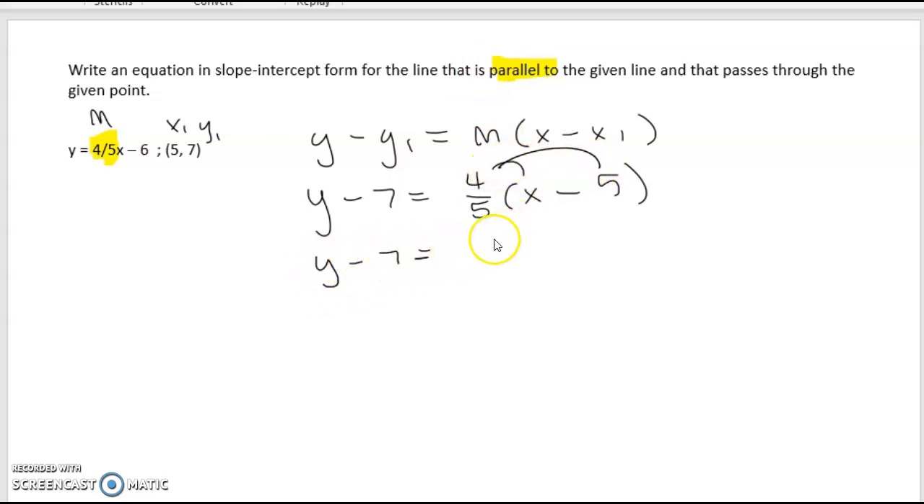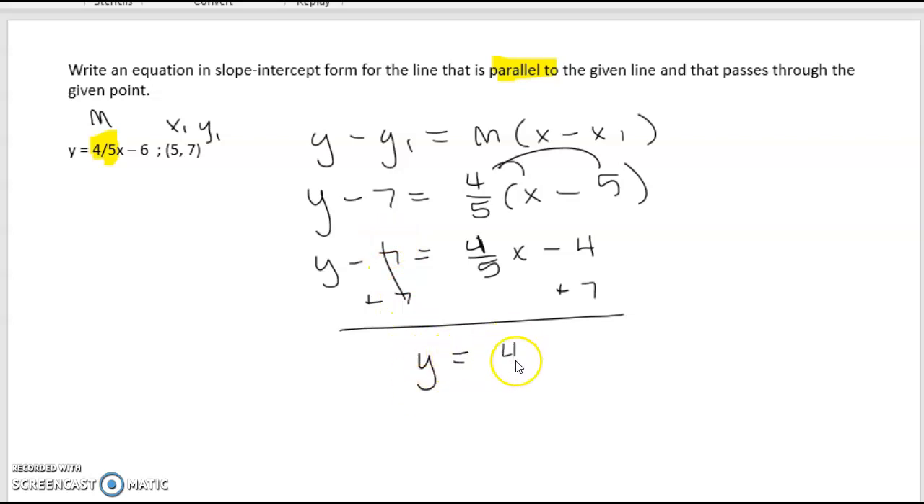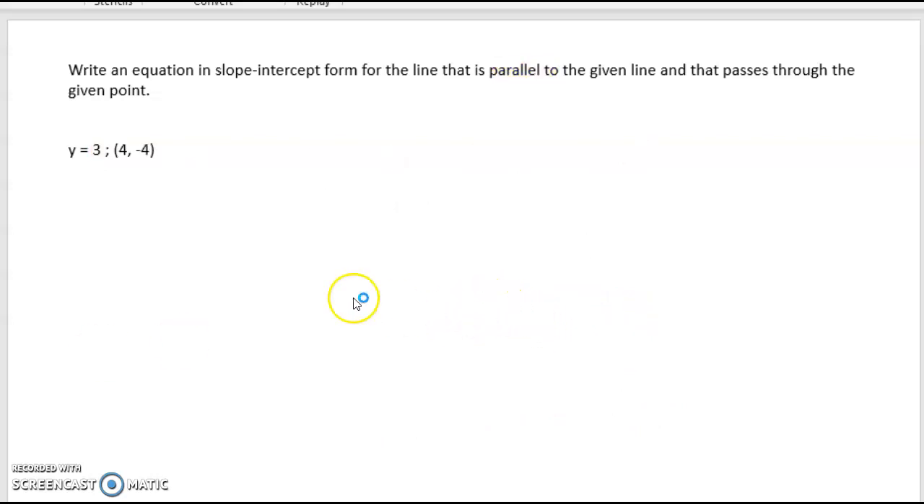Distribute, and we have y minus 7 equals 4/5 x. 4/5 times a negative 5 would be a negative 4. We add the 7 to both sides, and y equals 4 over 5x plus 3. Now, this right here would be a good opportunity for you to pause and try it on your own.